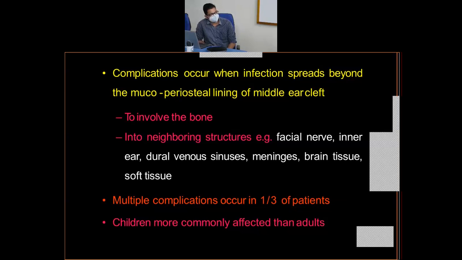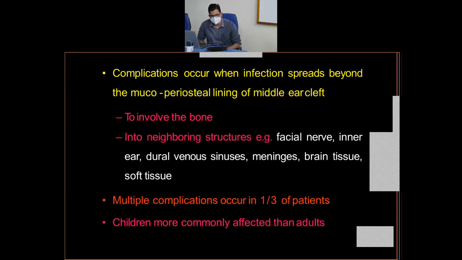So mainly, complication: how it occurs, and what are the complications. You have to know. Mainly, we divide the complication into intracranial and extracranial complication. Extracranial means outside the brain. So we divide extracranial complication into two categories, mainly the intratemporal and extratemporal.